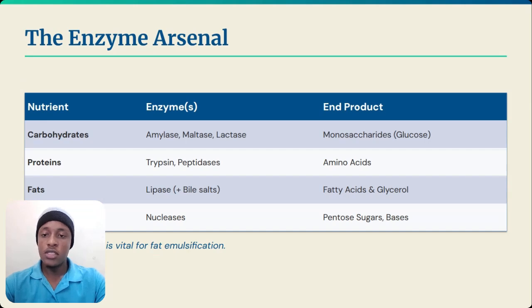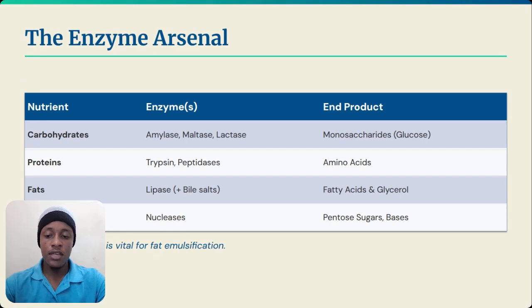Okay, we're going to the digestive part. We have nutrient, enzyme, and end product. The enzymes: we have amylase, maltase, and lactase, which work on carbohydrates and produce monosaccharides. Trypsin and peptidases work on protein and produce amino acids. Lipases and bile salts work on fats to produce fatty acids and glycerol. Nucleases work on nucleic acids to produce pentose sugars and bases.